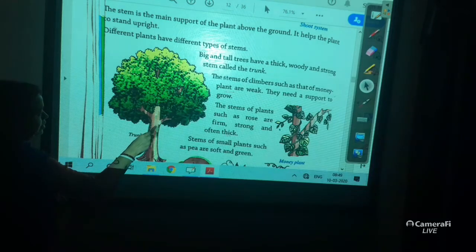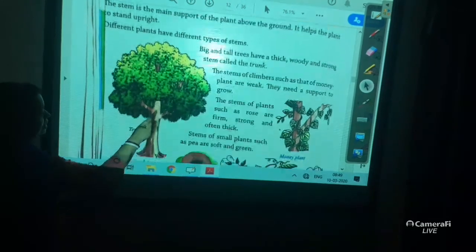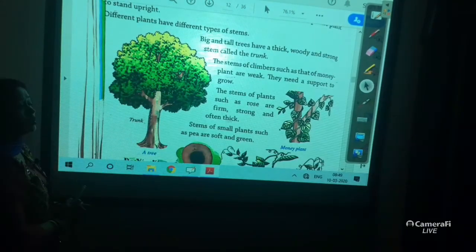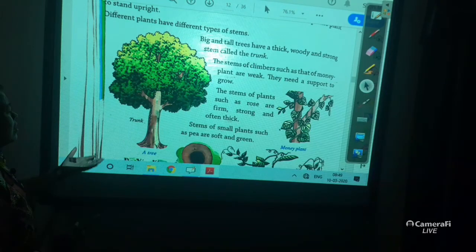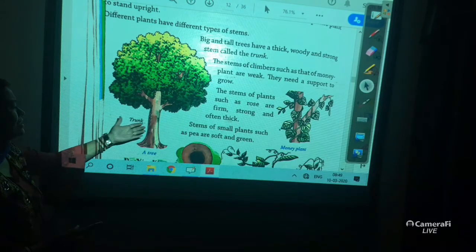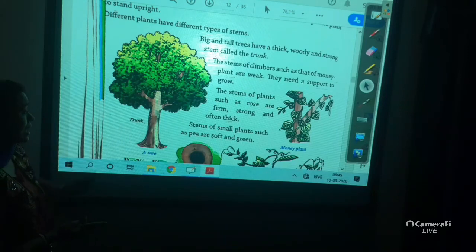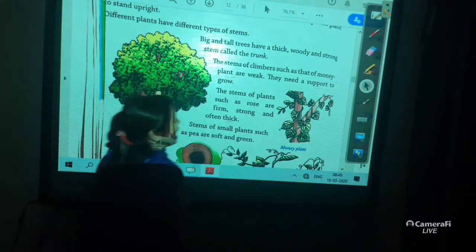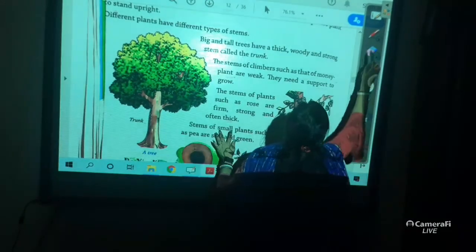This is the stem. Okay, this is the stem. लेकिन देखो यहाँ पे trunk लिखा है. So now all of you, can you say why it is trunk? इसको trunk क्यों कहते हैं? इसको तो हम स्टेम बता रहे हैं. Yes बेटा, तो जिस प्लांट की स्टेम बहुत थिक होता है, स्ट्रॉन्ग होता है, उसको हम लोग trunk कहते हैं. Big and tall trees have a thick, woody and strong stem.